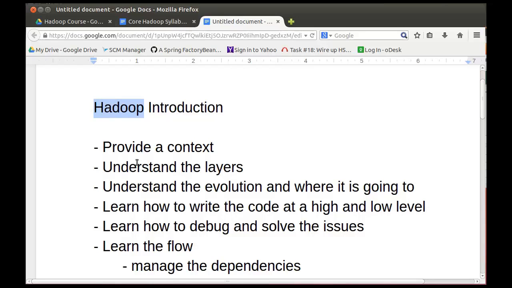So during the course we seek to, firstly, provide a context so we can understand the terminology. What do all the words mean? Secondly, understand the layers. A good, tried and tested way of understanding complex computer systems is to look at the layers involved. And that's a way to break the system down to get a better understanding of what's going on. So we look at the layers, starting with the infrastructure layer.